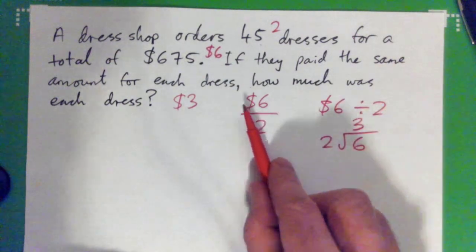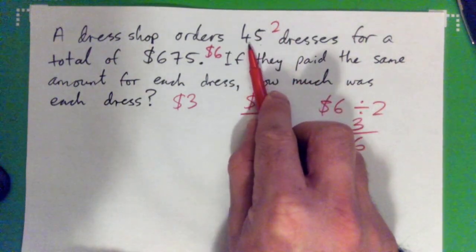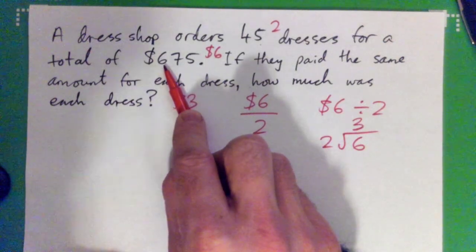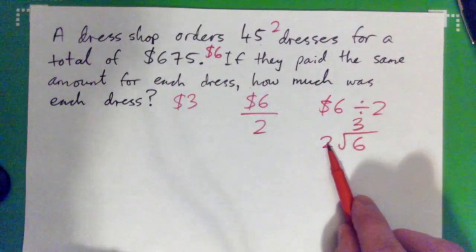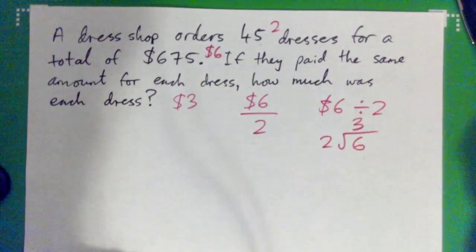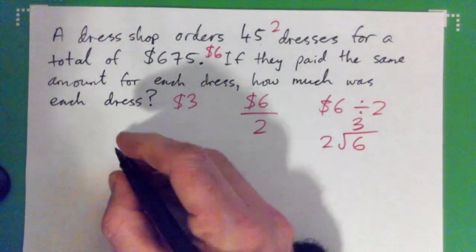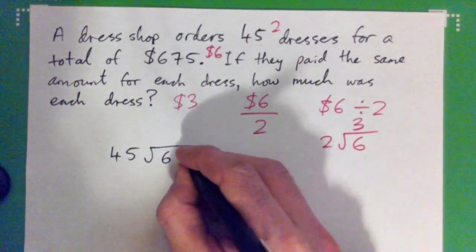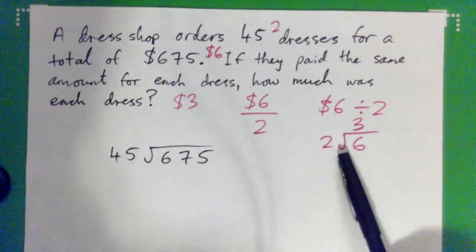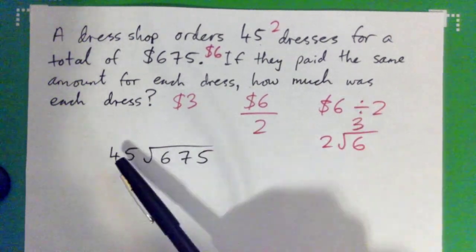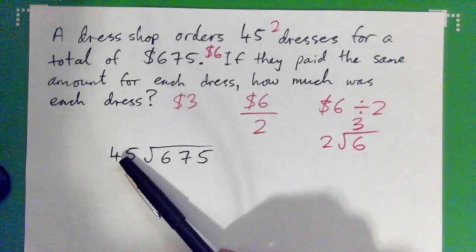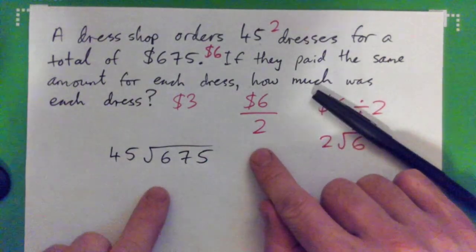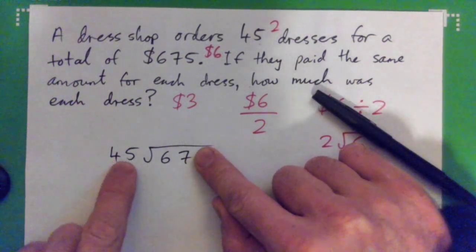Because look, instead of 2, we have 45. Instead of 6, we have what? 675. So instead of going 2 into 6, we need to go what into what? Yep. That's all we need to do. So instead of 2 into 6 to get each dress is $3, we do this into this, right? So now we have a long division problem. Write down, take your time. And the first step is just block off that 5 with your finger and think, what's 45 into 67?